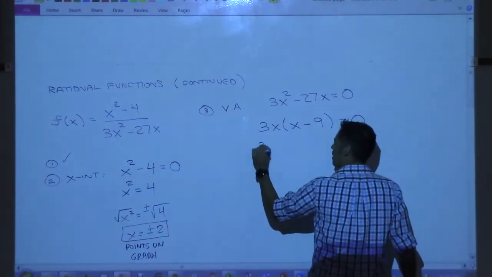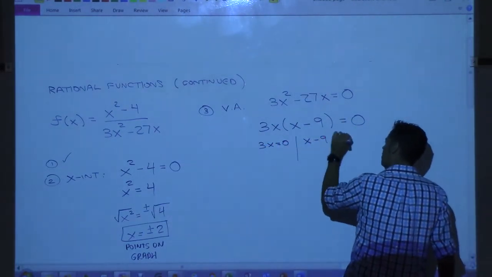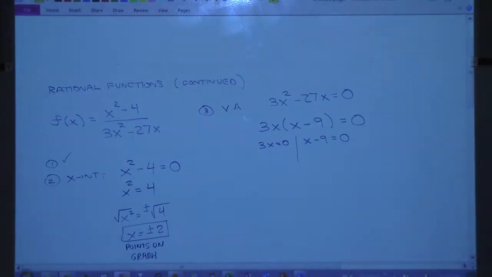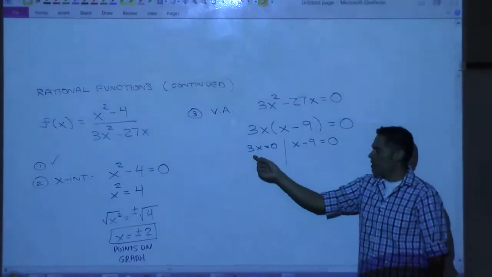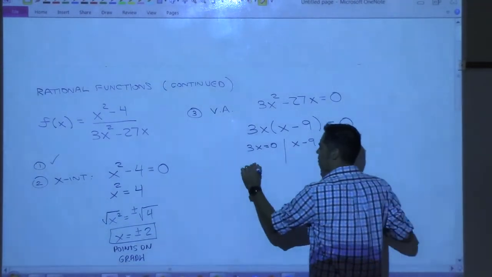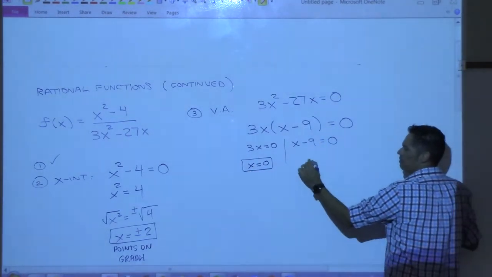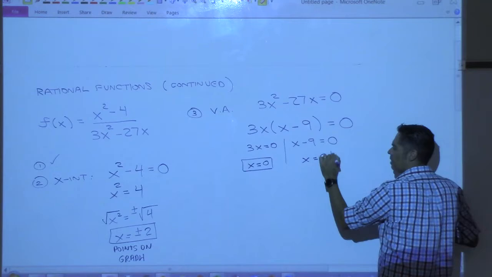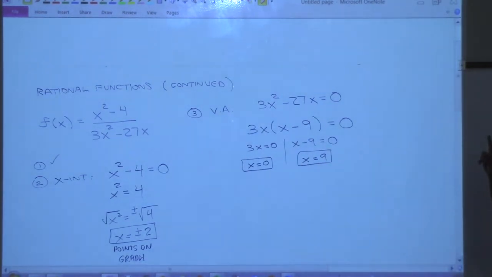So we set 3x equal to 0. We set x minus 9 equal to 0. Zeke, I'll let you finish this up. So here, what's the only number I can multiply times 3 to get 0? 0. Okay, so x is 0. And then over here, we can just move the 9 over, right? And we get 9, positive 9. Okay, so Zeke, we have found 2 vertical asymptotes, right?